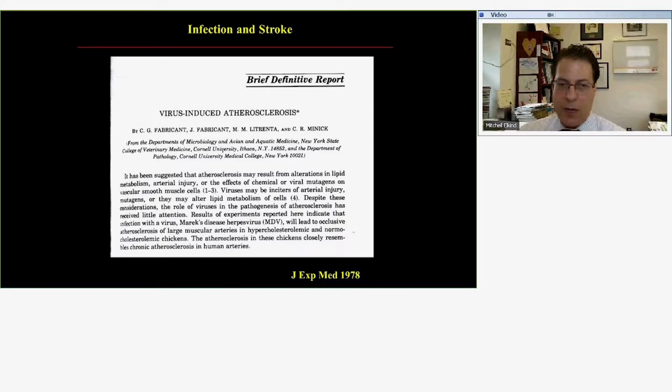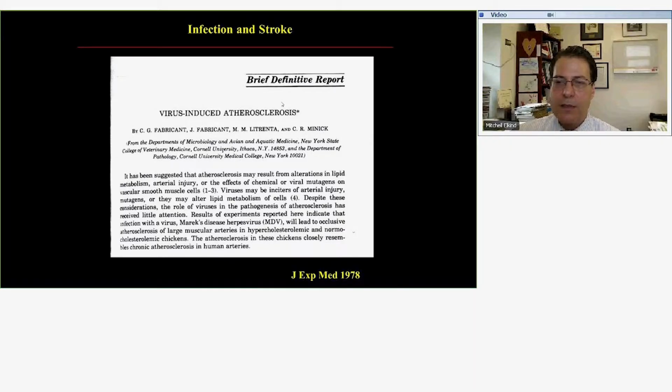And this is really not a new idea. You can see here, there's a paper from 1978 in which these investigators looked at a herpes virus that occurs in chickens. So it's called the Marek's disease herpes virus. And in an experimental model, they were able to induce atherosclerosis in chickens with this virus, even in the absence of high cholesterol levels. Okay, so this is not a new idea. I like this study especially because it was titled A Brief Definitive Report. I thought that indicated a fair amount of confidence.